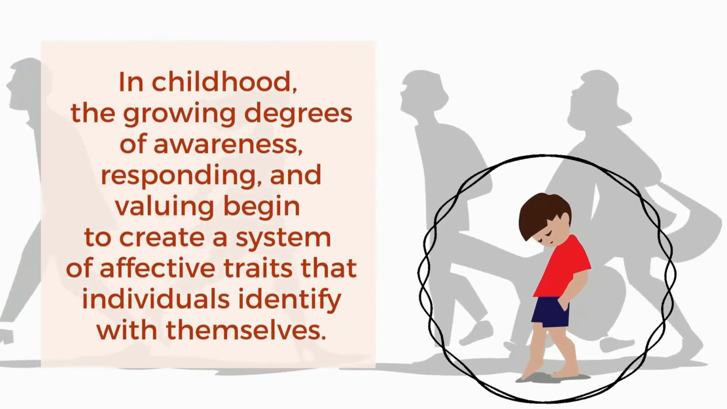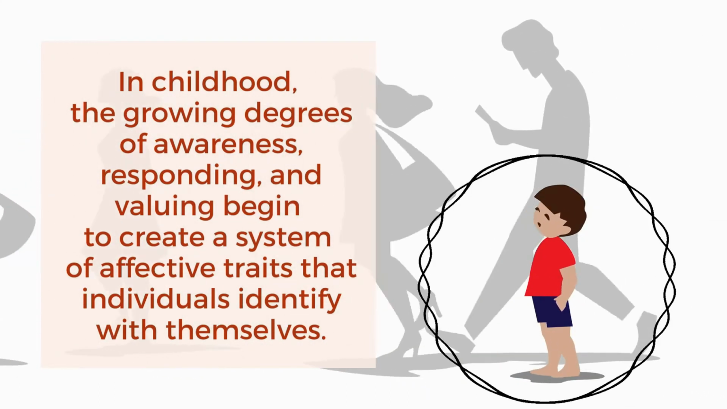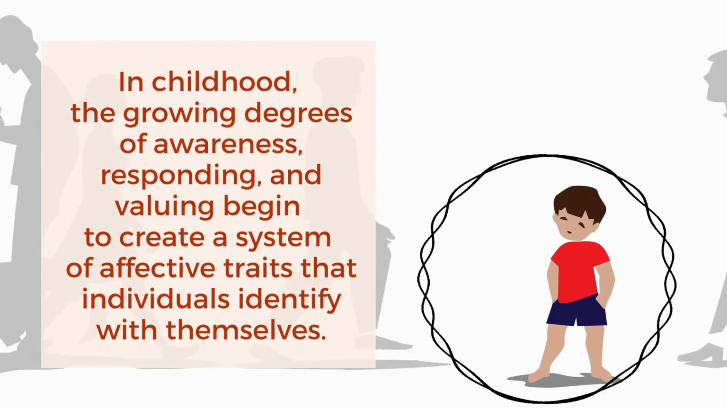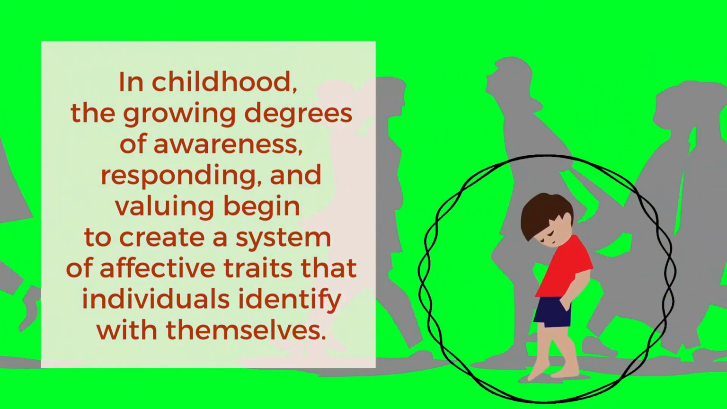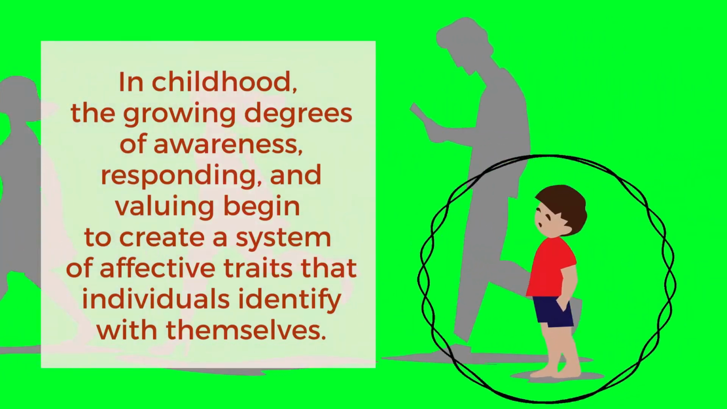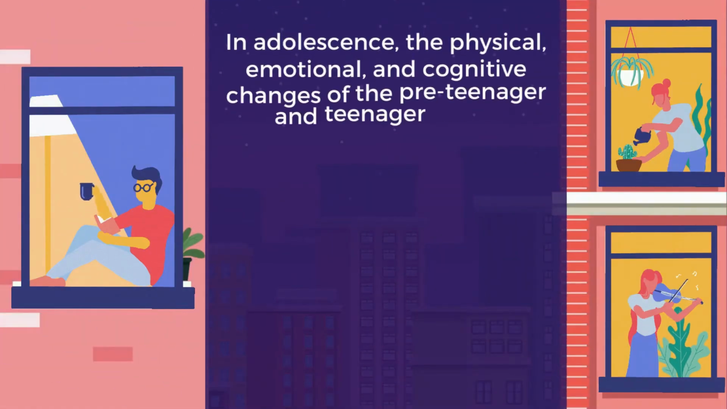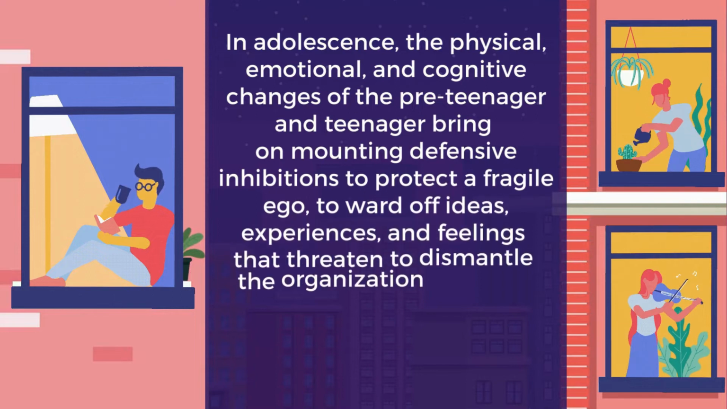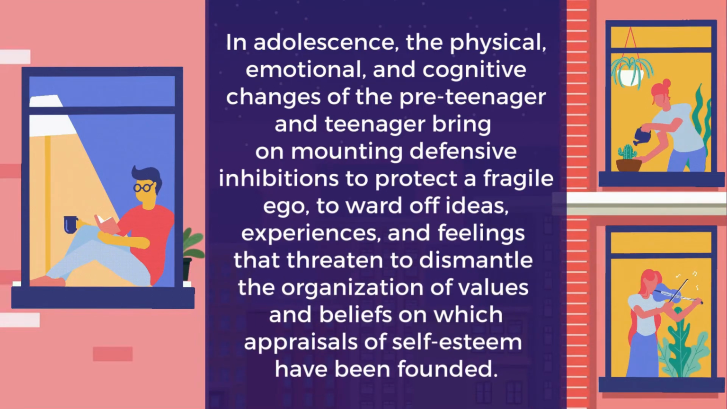In childhood, the growing degrees of awareness, responding, and valuing begin to create a system of affective traits that individuals identify with themselves. In adolescence, the physical, emotional, and cognitive changes of the pre-teenager and teenager bring on mounting defensive inhibitions to protect a fragile ego, to ward off ideas, experiences, and feelings that threaten to dismantle the organization of values and beliefs on which appraisals of self-esteem have been founded.